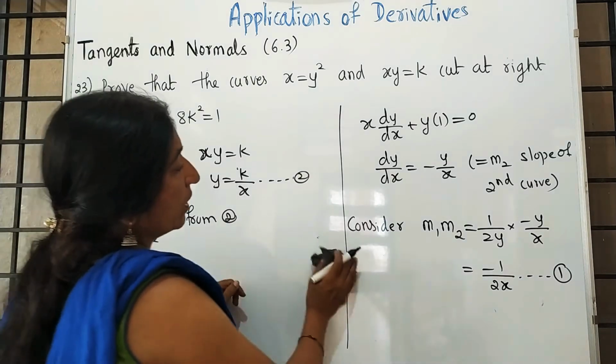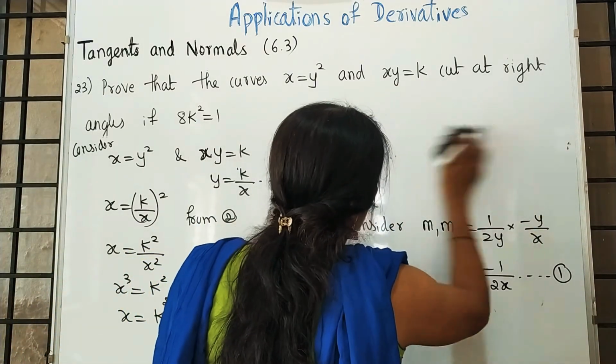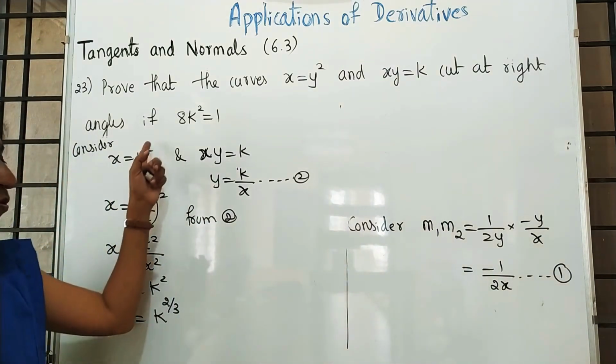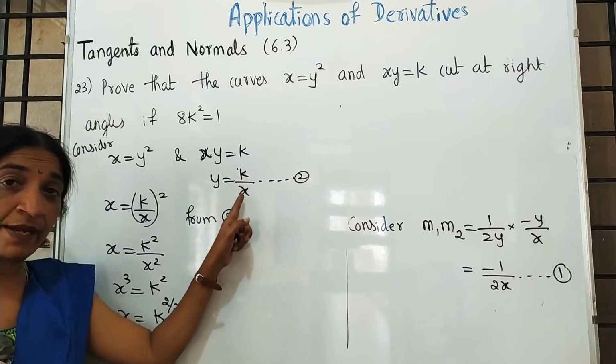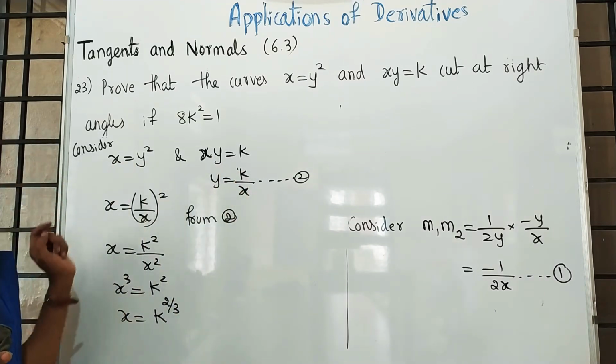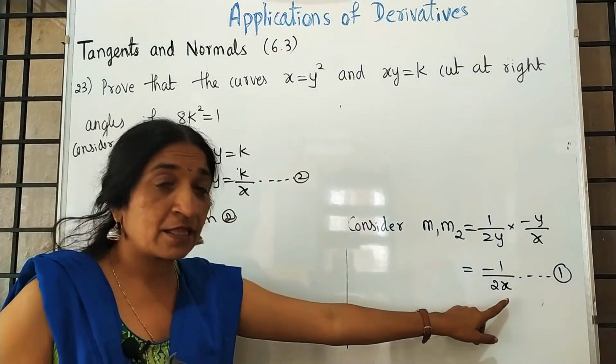Understood? So, write down that value in equation 1. See what I did, I wrote x is equal to y square and xy is equal to k. With the help of this, y is k by x. That I substituted in this equation because I have x in this equation 1.